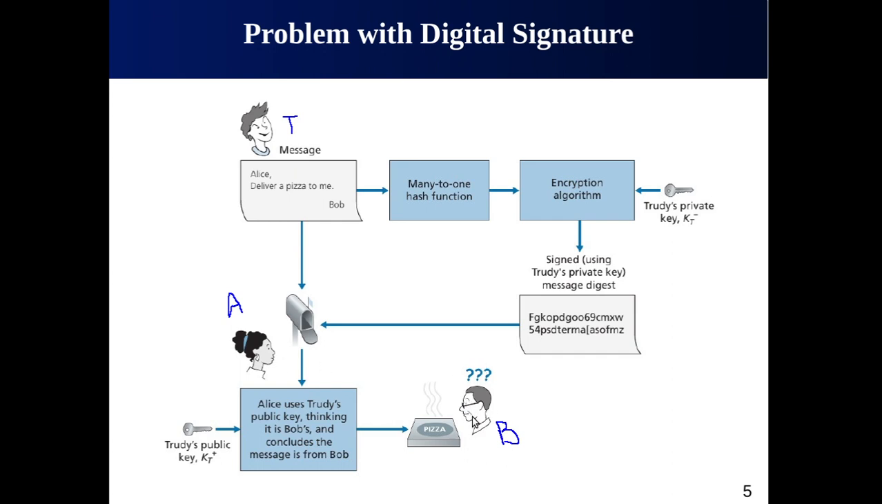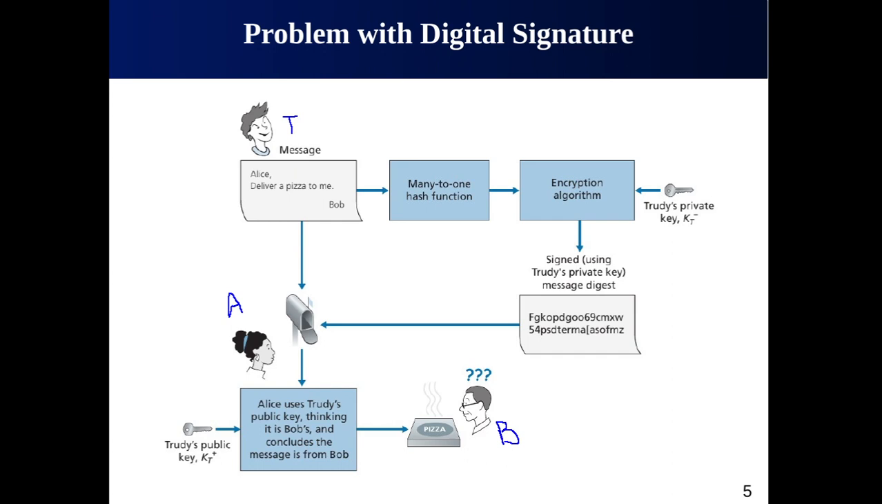So what will she do? She will send the pizza to Bob's home, and Bob will be very surprised when the delivery person brings the pizza to his home because he never ordered it. The actual order was placed by Trudy by using her private key, and then she sent her public key to Alice with the address of Bob, and then Alice believed that okay, the message arrived from Bob and not from Trudy or a third person, so she sent the pizza to Bob. Now this is a problem with the digital signature.